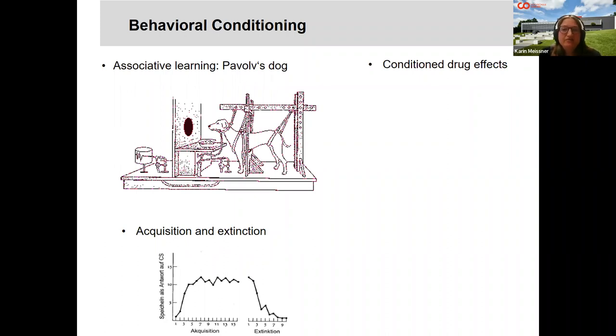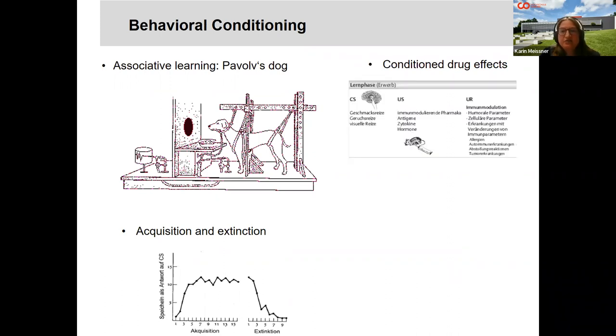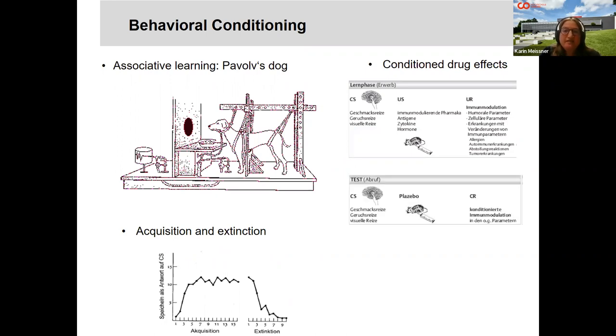And in the early 1980s, there have been done a lot of studies in animals to test whether such effects can also be conditioned with regard to drug effects. And for example, rats received an agent which alters the functions of the immune system. And this was coupled with very intensive stimuli, such as olfactory stimuli or visual stimuli. And this was the learning phase. And after a while, the drug was given without the pharmacological substance, only a placebo was given, and together with the olfactory stimuli and the visual stimuli, and then the same reaction could be identified in the blood of the animals as compared to the true drug. And this was a conditioned placebo effect.